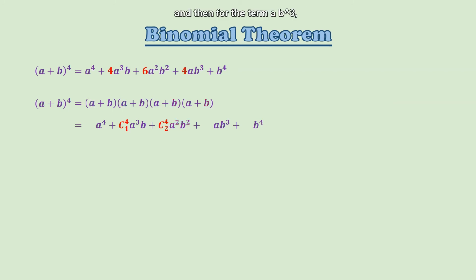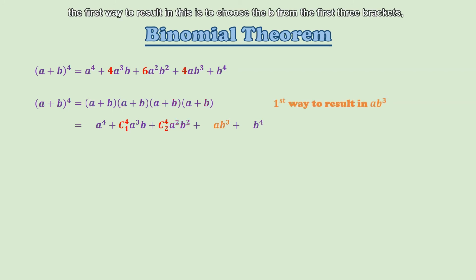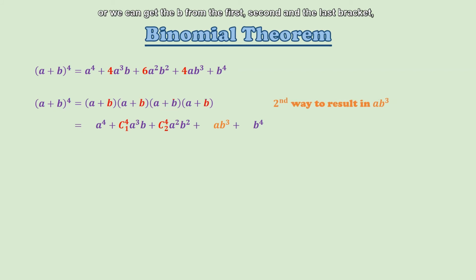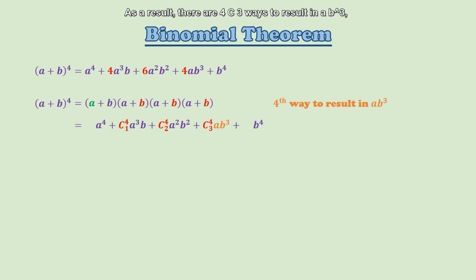4C2. And then for the term ab cubed, the first way to result in this is to choose the b's from the first 3 brackets and then choose the a from the last bracket. Or we can get the b's from the first, second, and the last bracket and then a from the third bracket. Or we can get the b's from the first, third, and the last bracket and then the a from the second bracket. Or we can get the b's from the second, third, and the last bracket and then get the a from the first bracket. As a result, there are 4C3 ways to result in ab cubed, and therefore its coefficient is 4C3.